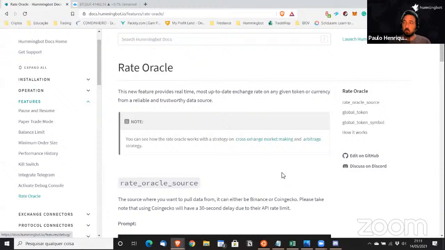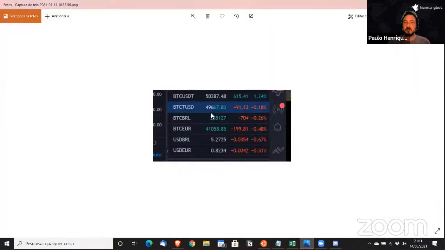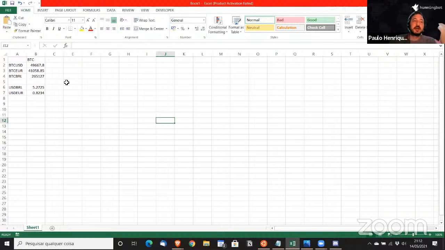And now, what can we do with this, right? The question is, why would we want to see this kind of stuff from a trading perspective? So I did this here in Excel. I took a picture of a moment where you saw the price in 3 different currencies: BTC in USD, BRL, and euro, and their respective rates. And I added them here to the Excel file. As you can see, these are the prices of the moment that I took that picture.